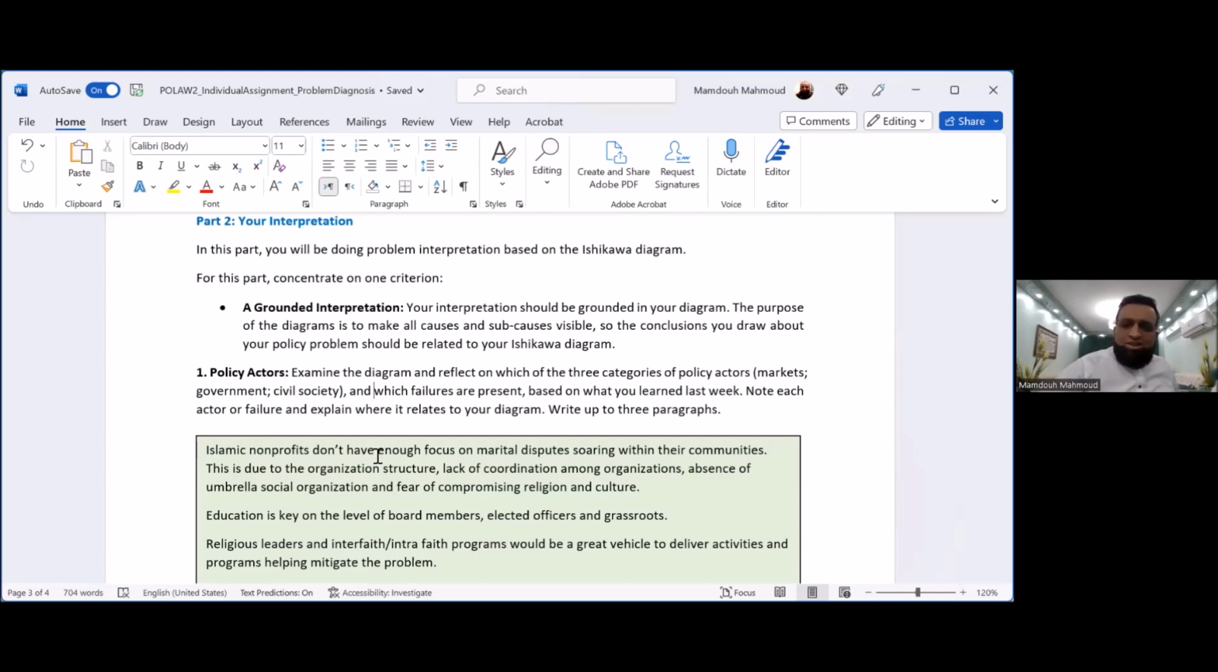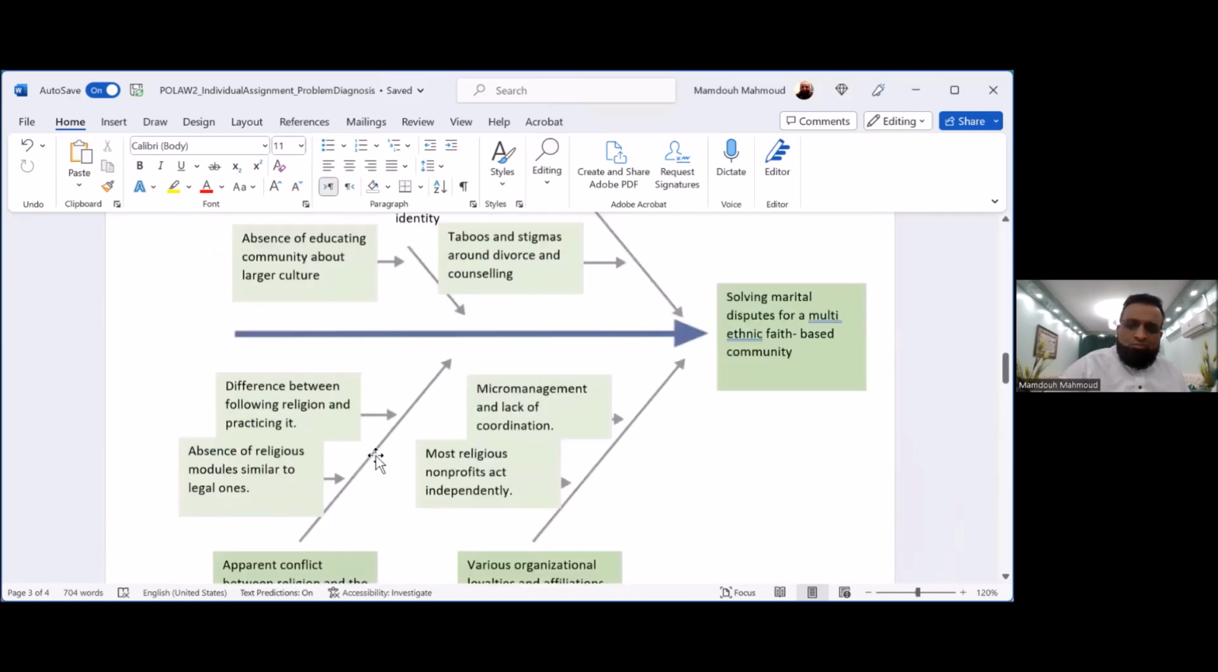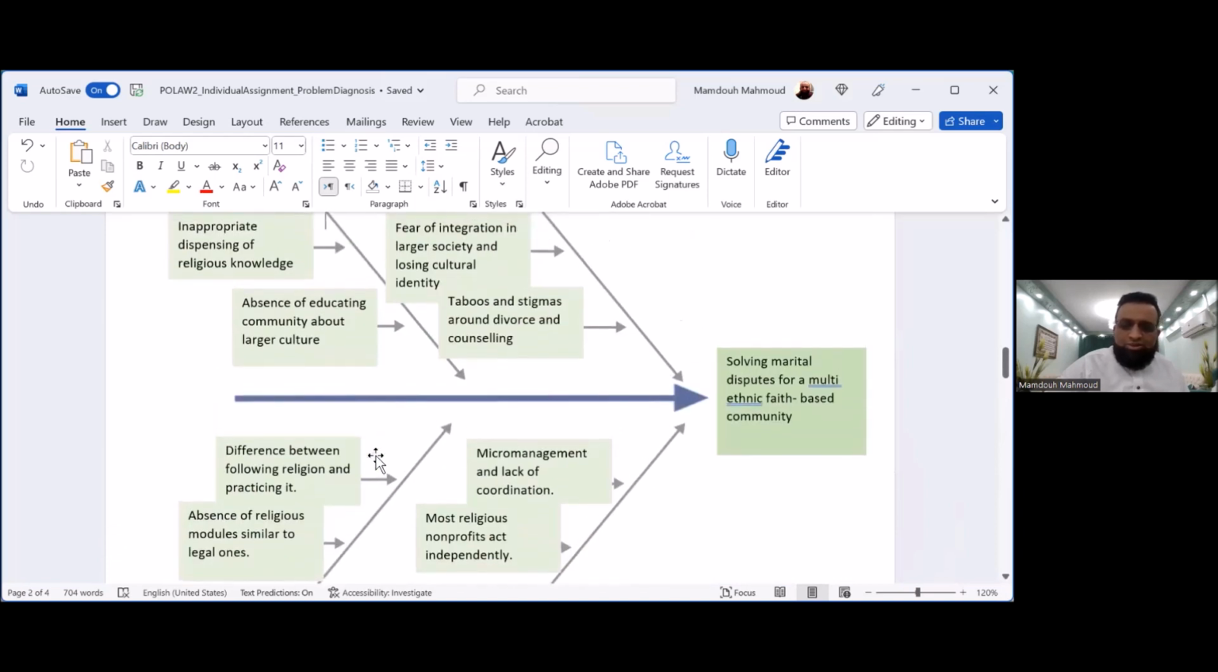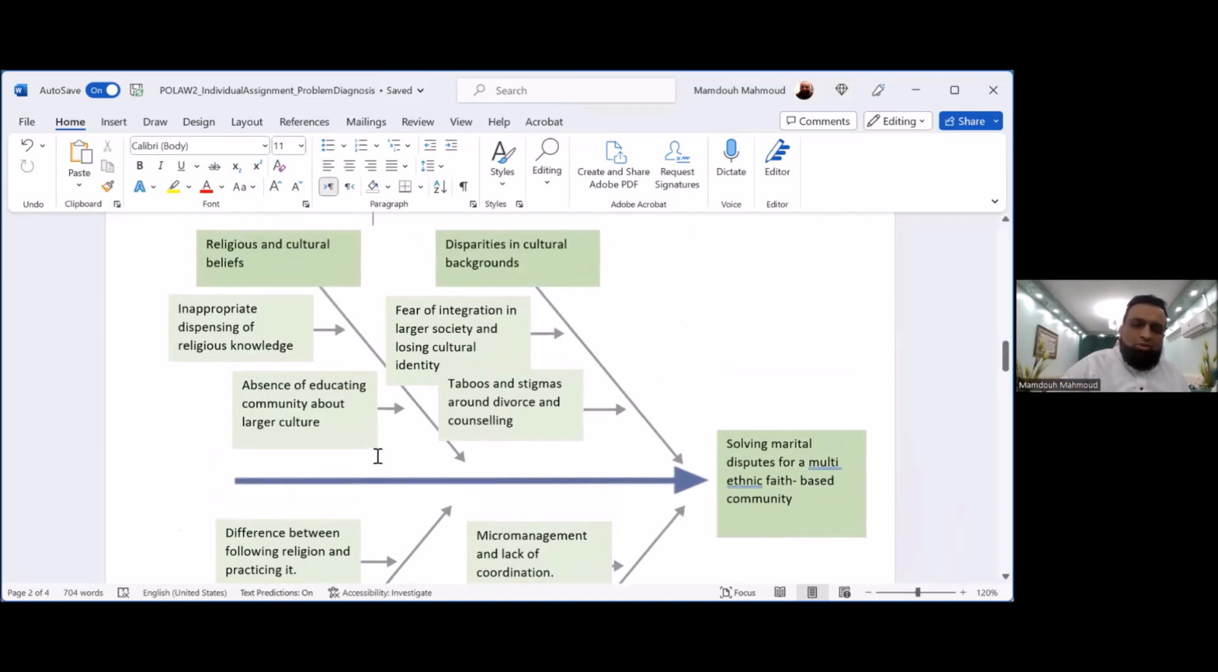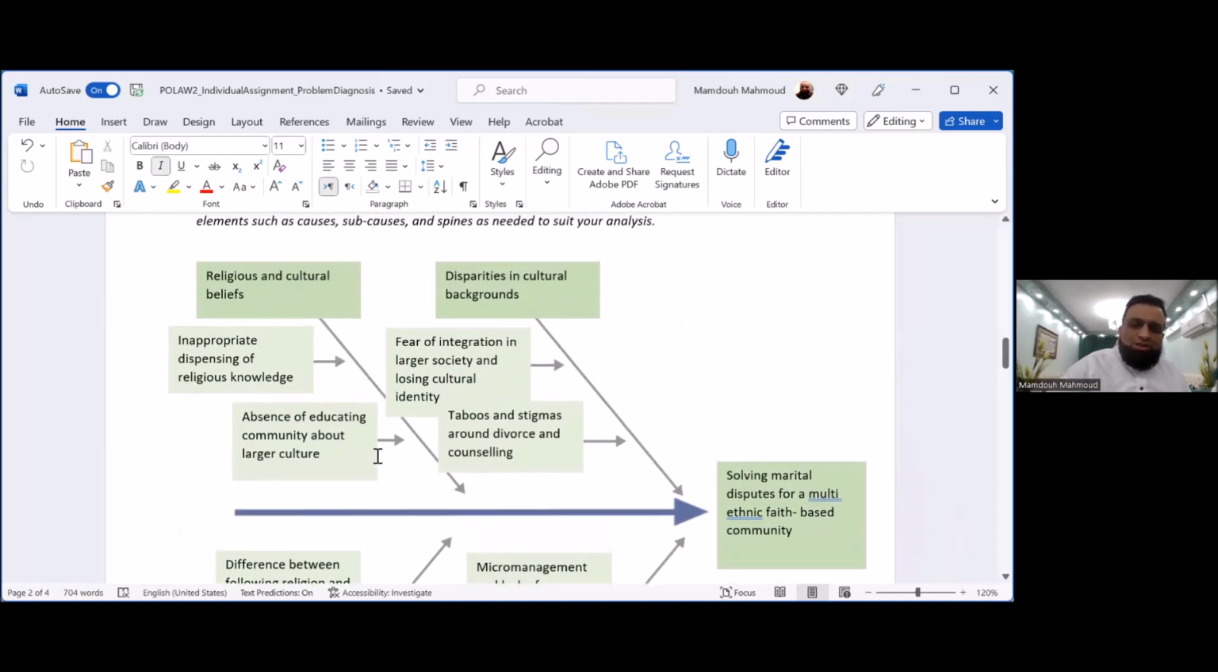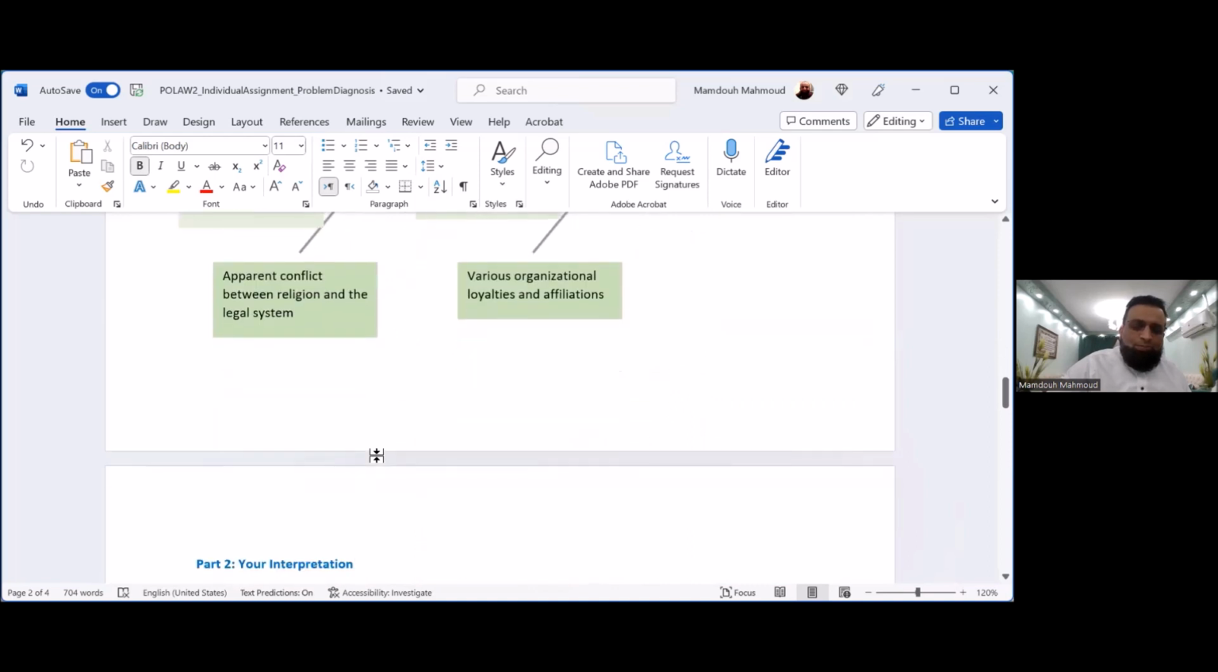Then I did the Ishikawa thing. I'm going to show it to you again here. Solving marital disputes for a multi-ethnic faith-based community. My main categories were disparities in cultural background. People are culturally different. Religious and cultural beliefs are different. And then you have various organizational loyalties and affiliations, and apparent conflicts between religion and the legal system.